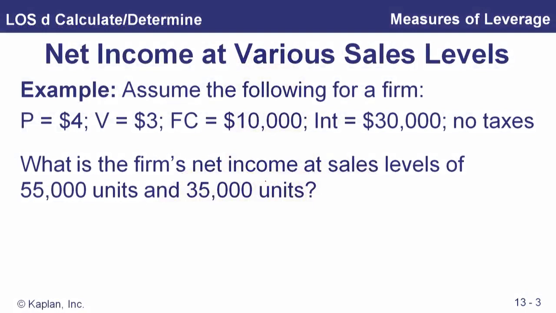We have another LOS here that asks us to calculate net income at various sales levels. But again, having been through the accounting material, this is pretty basic for us. Assume the following for a firm. We've got price, variable costs. Fixed operating costs are now $10,000, and interest expense is $30,000. We're going to ignore taxes in our calculation here. What's the firm's net income at sales levels of 55,000 units and 35,000 units?